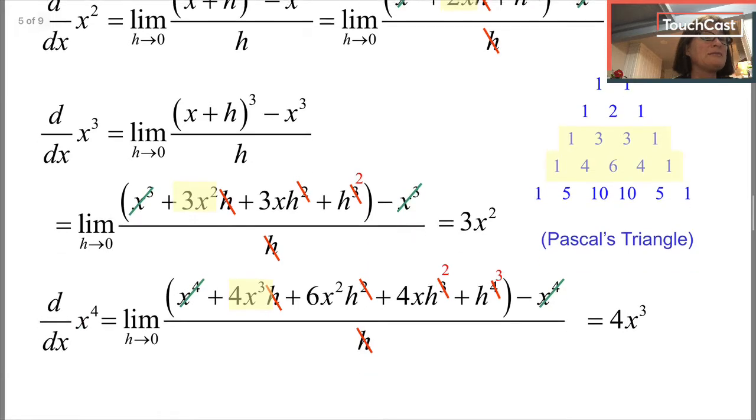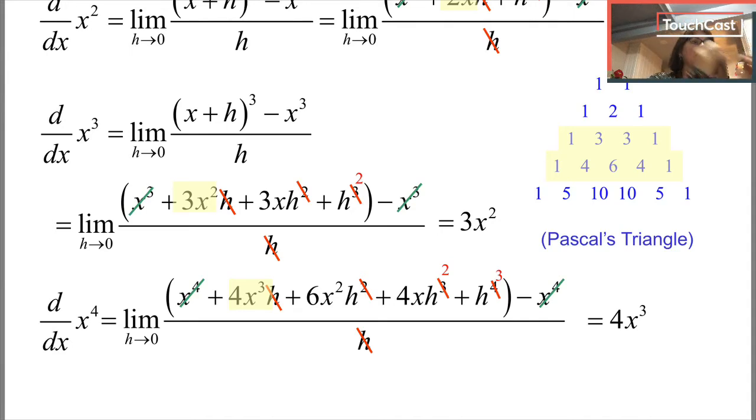I could keep going, because that's what the greedy triangle would do. I could take the derivative of x to the 4th. I'd have to multiply out (x plus h) to the 4th. Maybe if you remember Pascal's triangle, you can use that as a shortcut to help you with this expansion. But no matter how you do your expanding, when everything sorts out, see what I've got highlighted in yellow here?